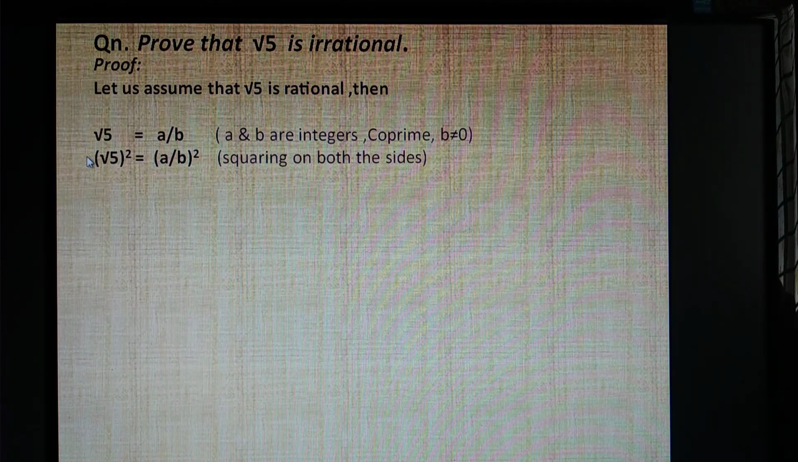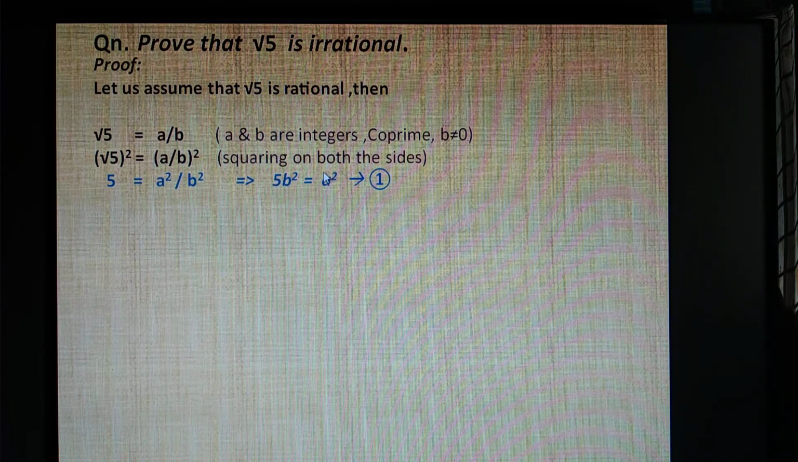Yes. Now squaring both sides of this equation, we'll get the expression like this. Root 5 whole squared is equal to a by b whole squared. Next, by finding the squares, the root and square get cancelled. 5 remains here, a squared by b squared. By simplification, finally what do we get? 5b squared is equal to a squared.